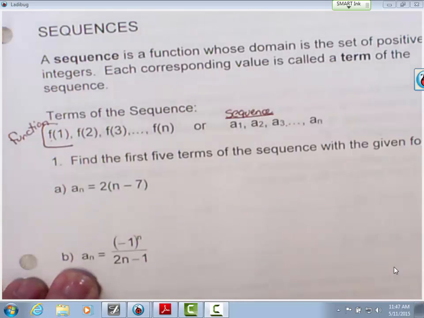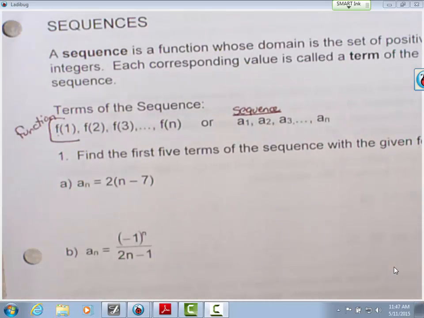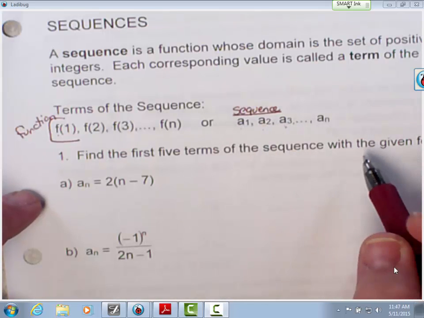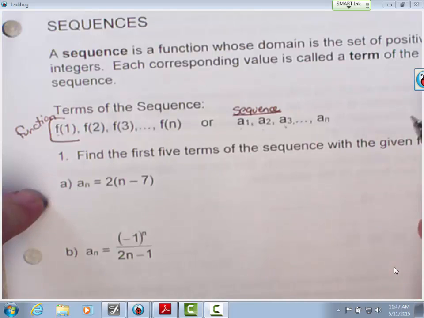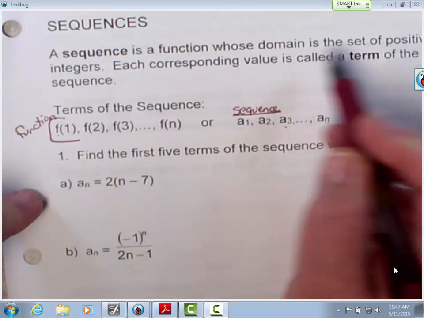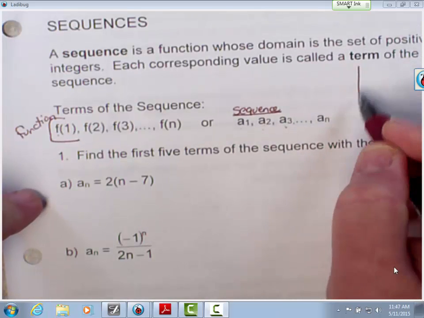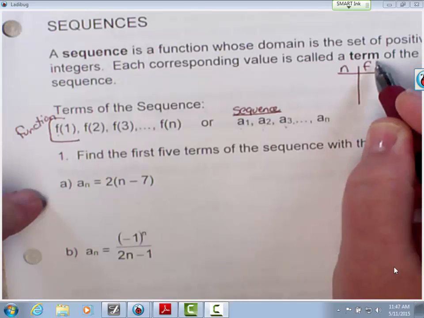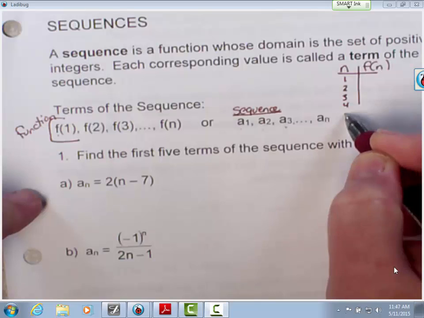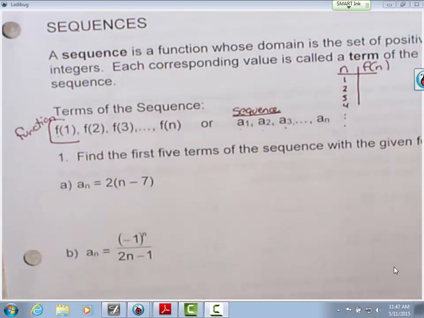When we're talking in sequences, we'll refer to them as A sub 1, A sub 2, A sub 3, and so on. Okay, so up here it said a function whose domain is the set of positive integers. So if I've got my n and my f of n, n is 1, 2, 3, 4, and so on. F of n is going to be whatever, depending on what we did to the number. Okay. All right, so we're going to find the first 5 terms of a sequence with the given formula.